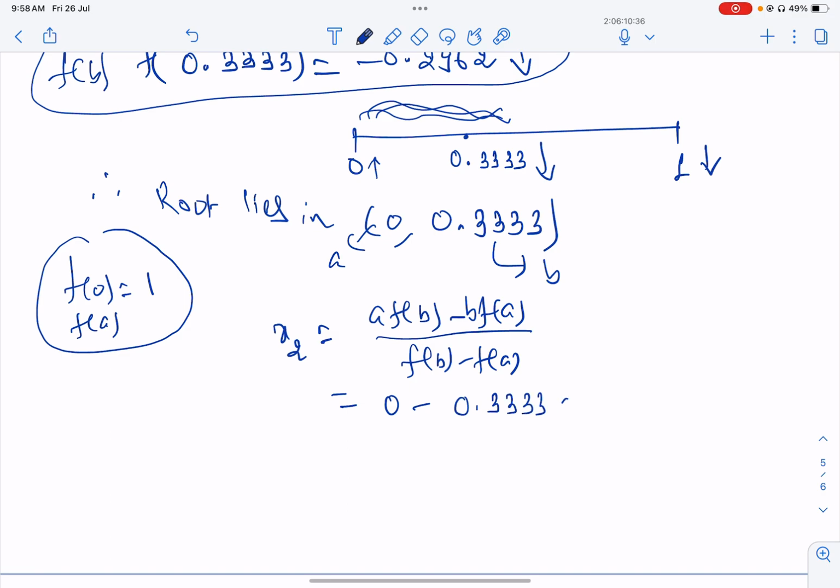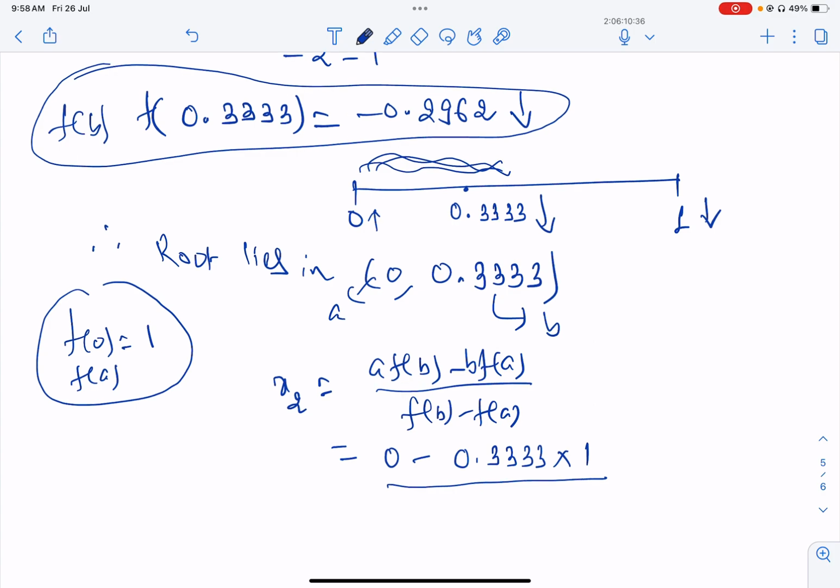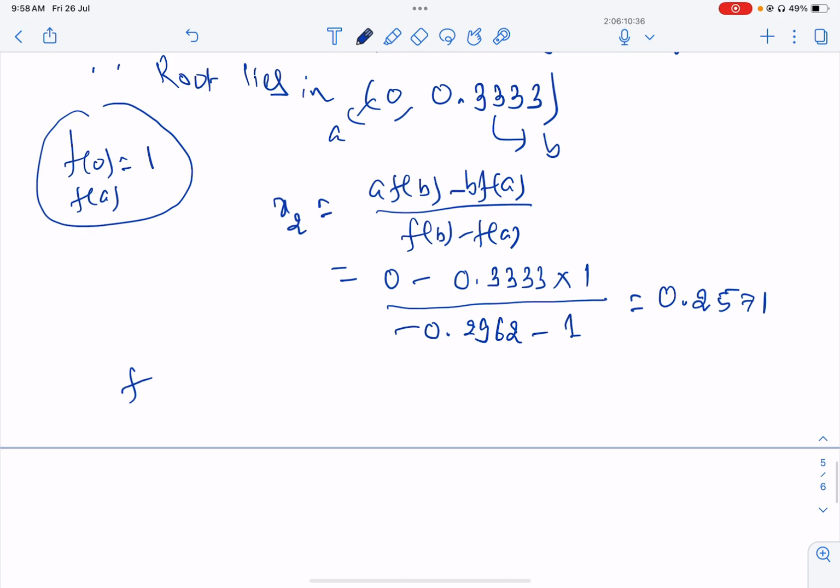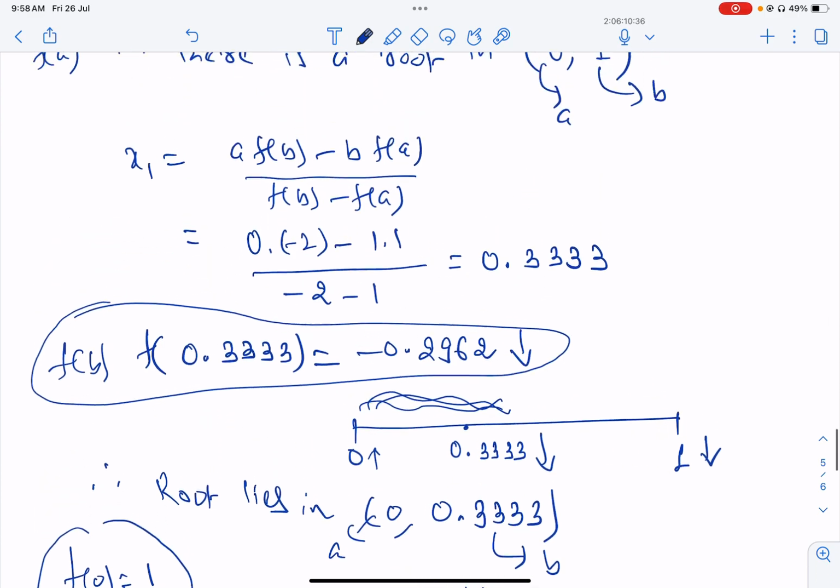So this is equal to A is 0, then minus B is now 0.3333 into f(A). f(A) is 1, divided by f(B). f(B) is minus 0.2962 minus f(A). f(A) is 1. So you use the calculator and find this value as 0.2571. And next we find f of 0.2571.